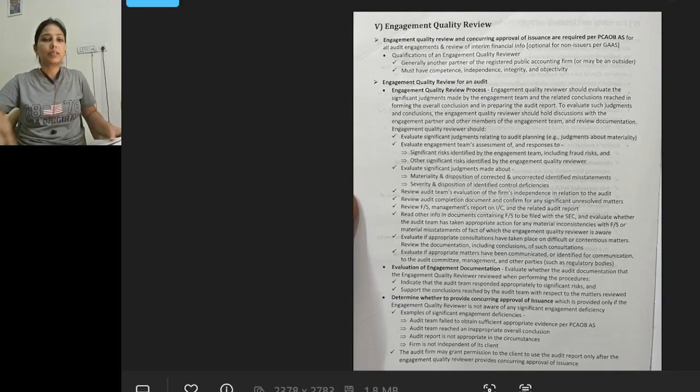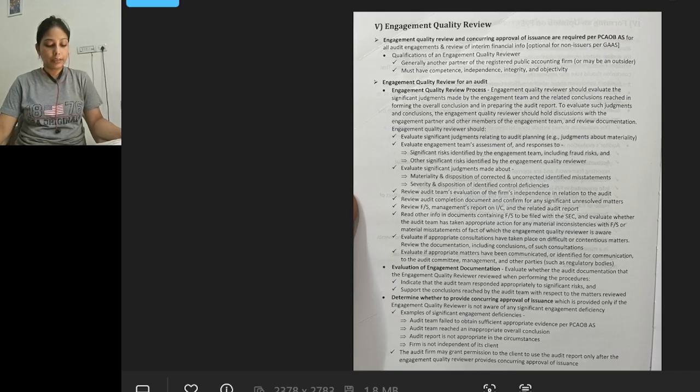Now, in short, we will discuss the engagement quality review. Engagement quality review and concurring approval of issuance are required per the PCAOB auditing standard for all audit engagements and reviews of interim financial information, and it is optional for non-issuer companies. The engagement quality reviewer should generally be another partner of the registered public accounting firm and must have competence, independence, integrity and objectivity.